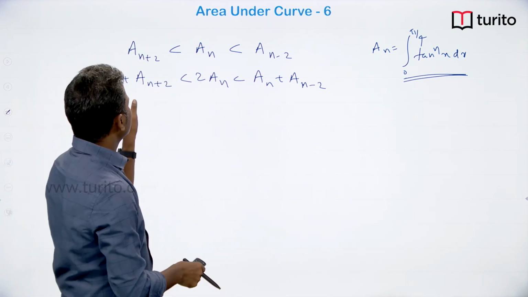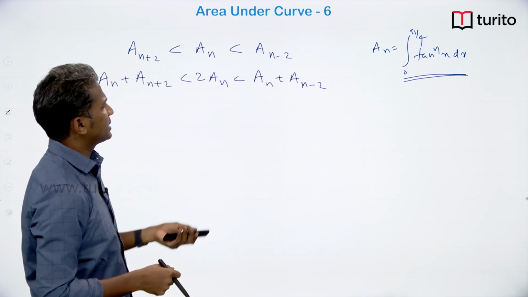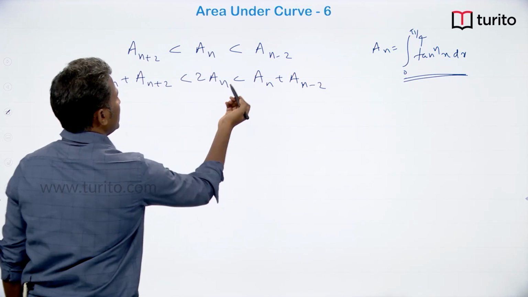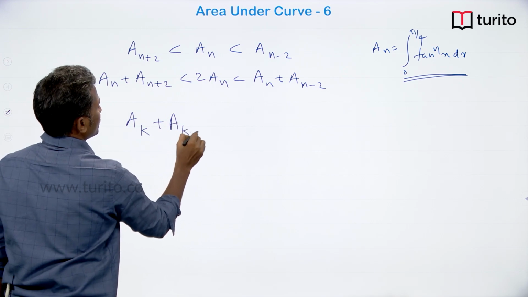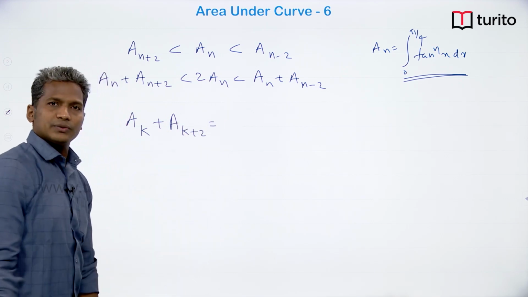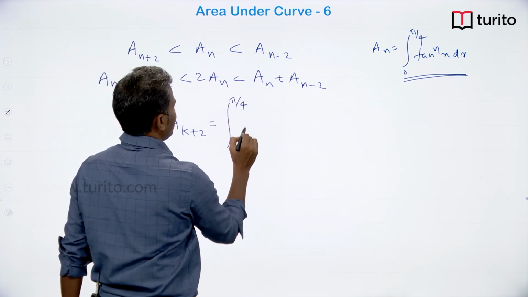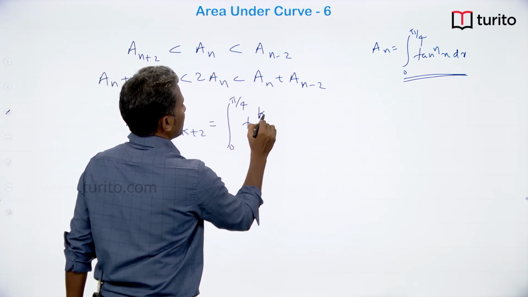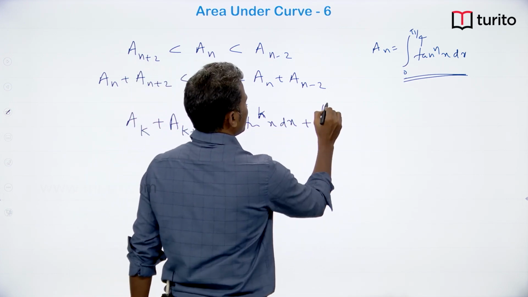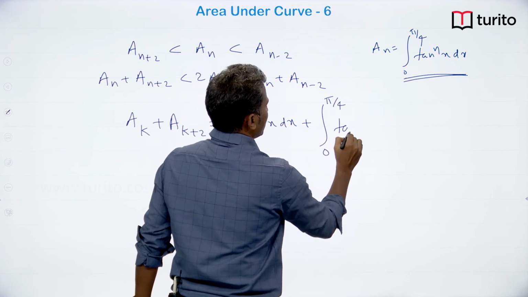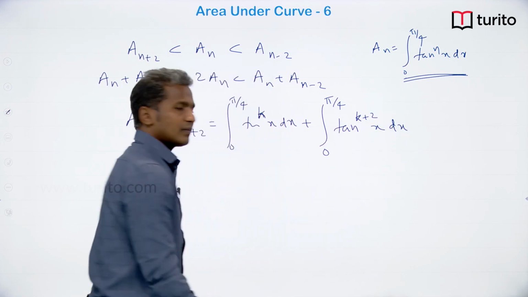Now, finding the sum of these two integrals is going to be easy. How do we say that? Let us take any integral of this form, ak plus ak plus 2. So, ak is basically going to be integral 0 to pi by 4 tan raised to k x dx plus ak plus 2 is going to be integral 0 to pi by 4 tan raised to k plus 2 x dx.